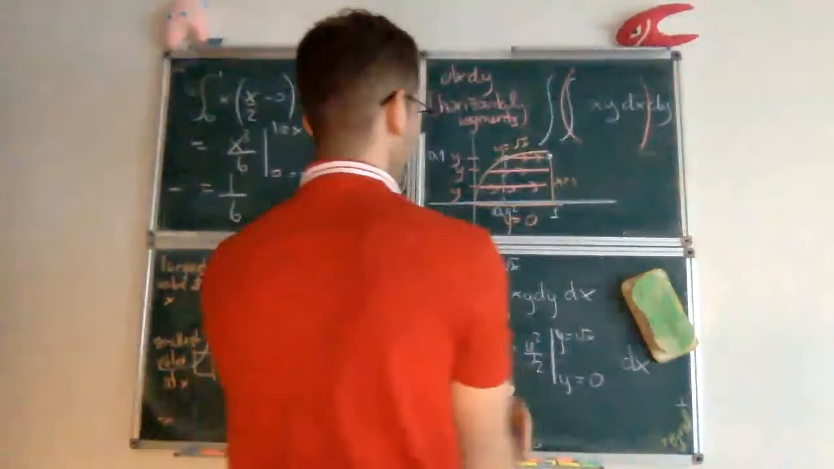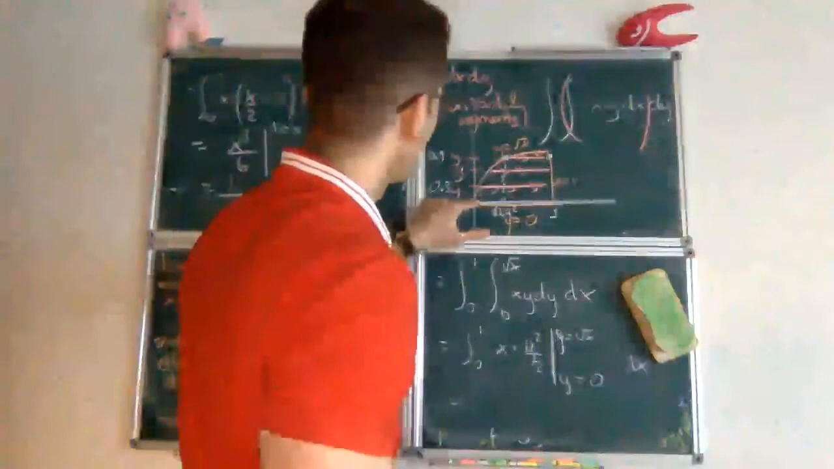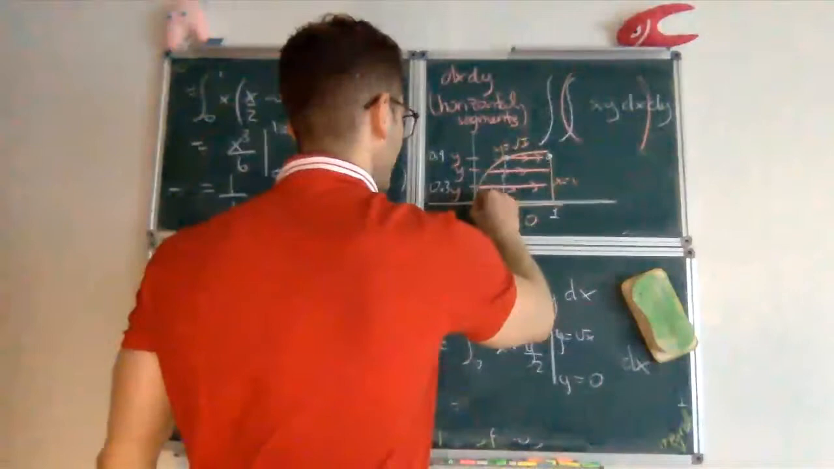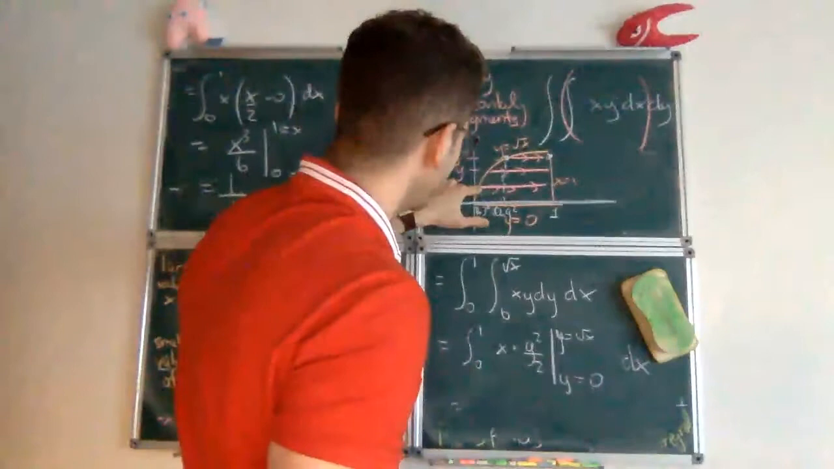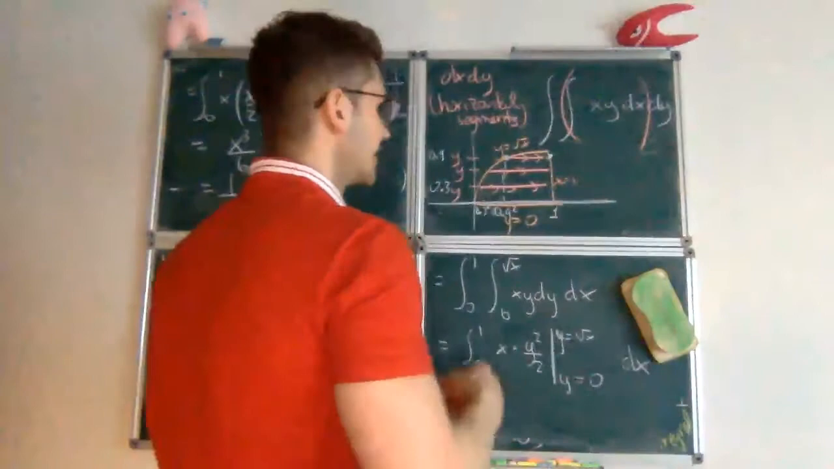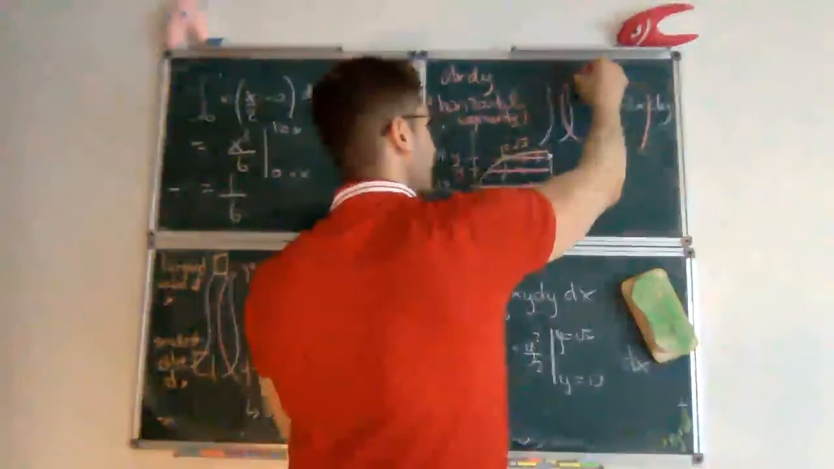On the other hand, maybe this is like 0.3. If this is height 0.3, again, 0.3 equals the root of x. So that means that x equals 0.3 squared. And so the value of x at which the arrow begins is 0.3 squared. The value of x at which the arrow ends is 1. So what I'm trying to say is that, similar to the previous case, all the arrows exit through the same value of x. So that's why the upper bound for x equals 1.